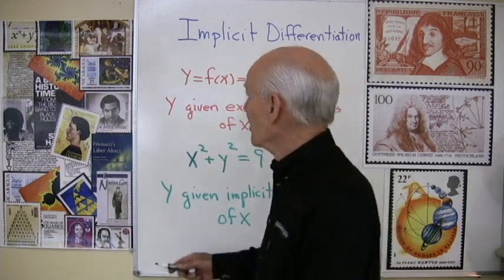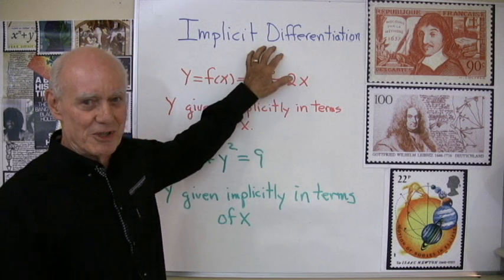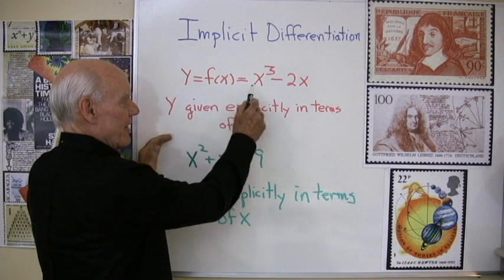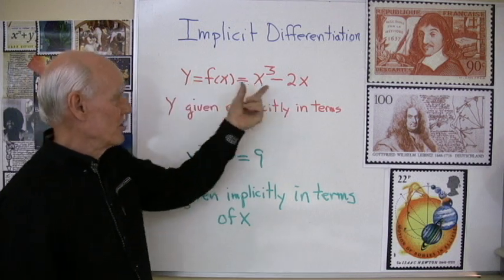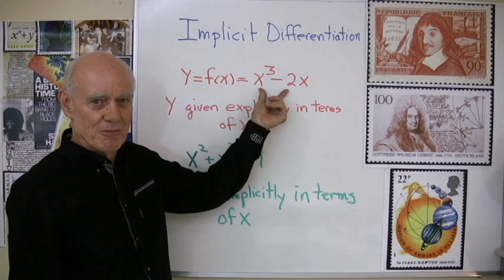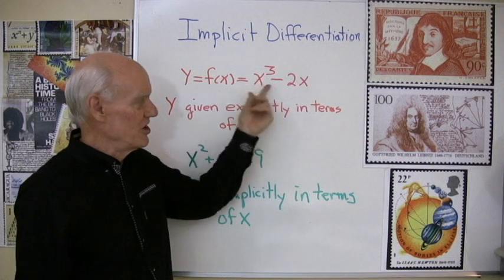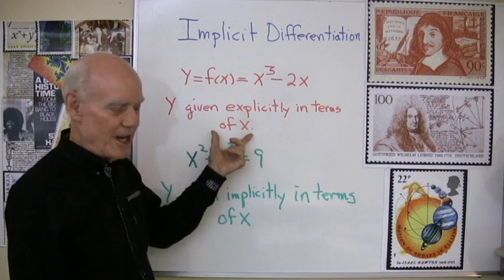Okay, so in this section, we're going to be looking at implicit differentiation. So I really like implicit differentiation. If I say y is equal to f of x, and that's x cubed minus 2x, I see that y is given explicitly in terms of x. That is, y is just some function of x. All I see on this side are x's. So y is given explicitly in terms of x.